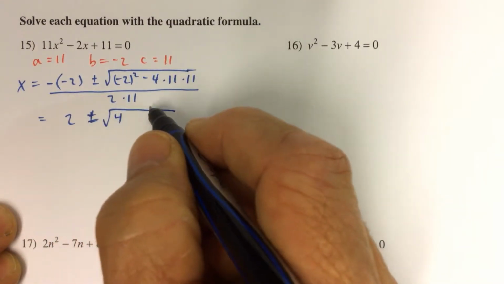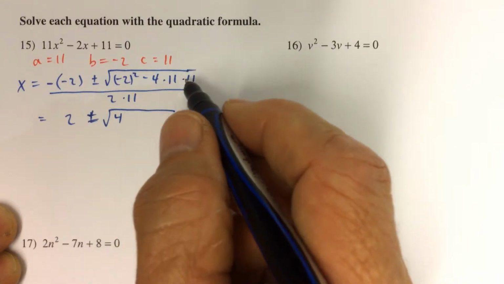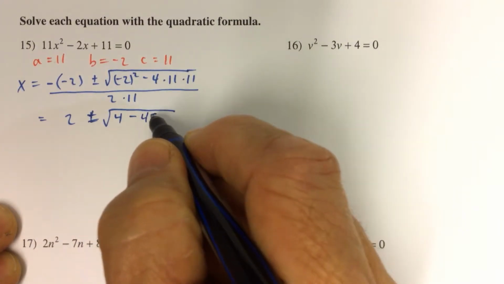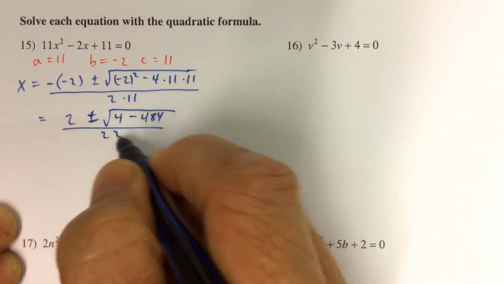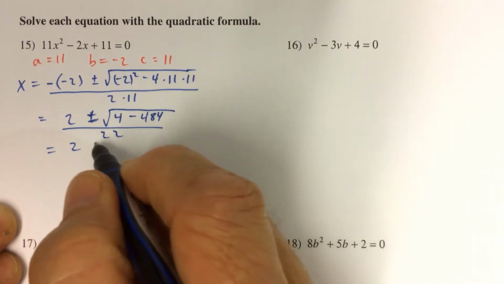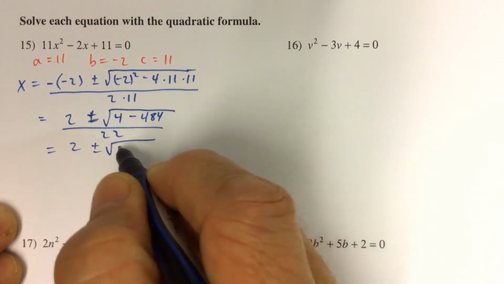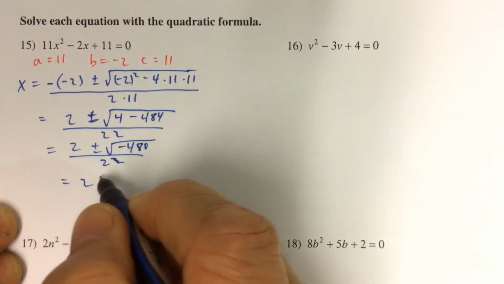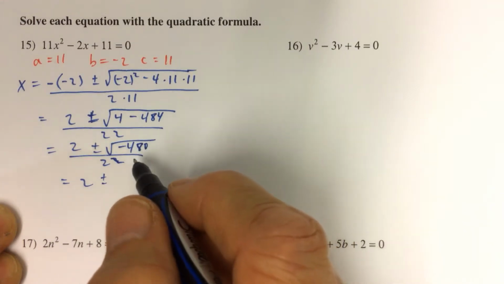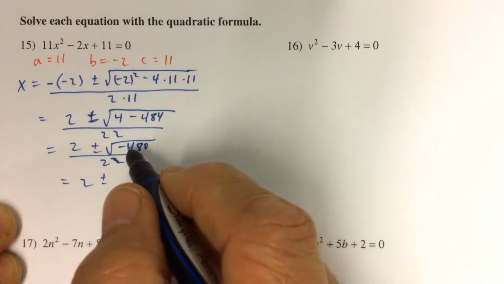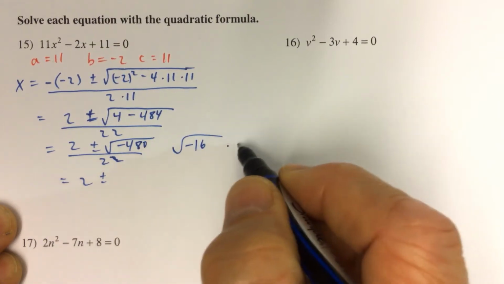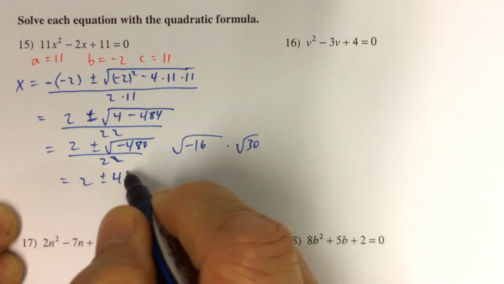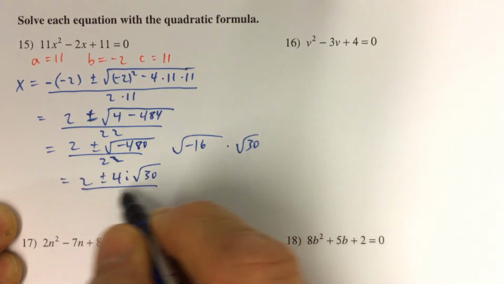Negative 2 squared is 4. 11 squared is 121. 121 times 4 is 484. So we have 484 all over 22. That means we have 2 plus or minus the square root of negative 480 all over 22. And then 480 is 16 times 30. So if we take out a negative 16, so we have negative 16 times radical 30, and square root of negative 16 is 4i. So 4i radical 30 all over 22.